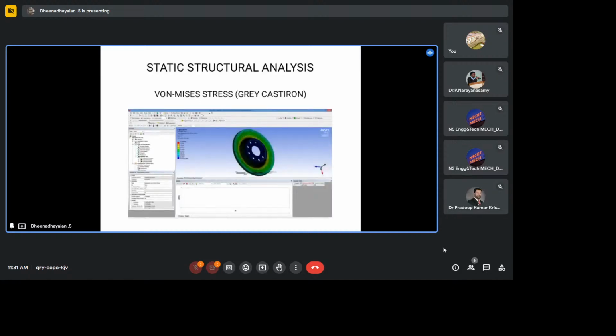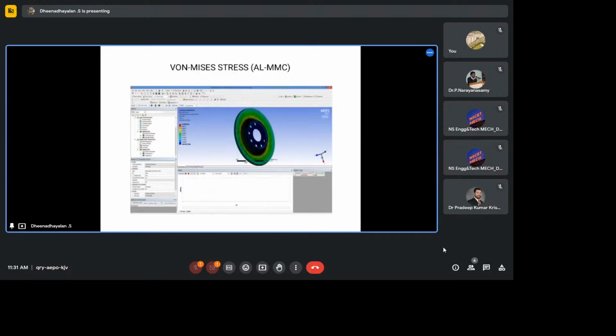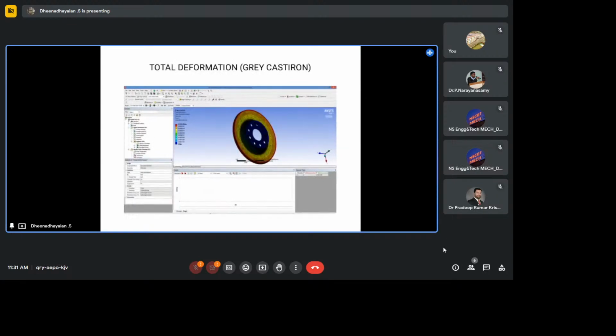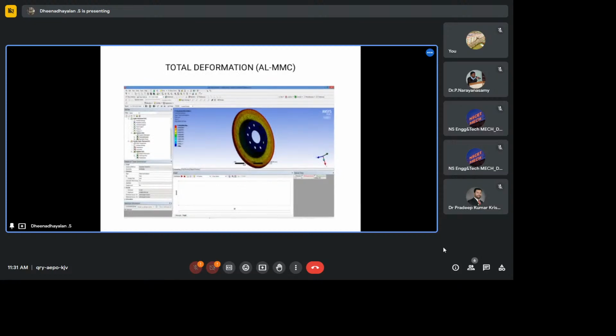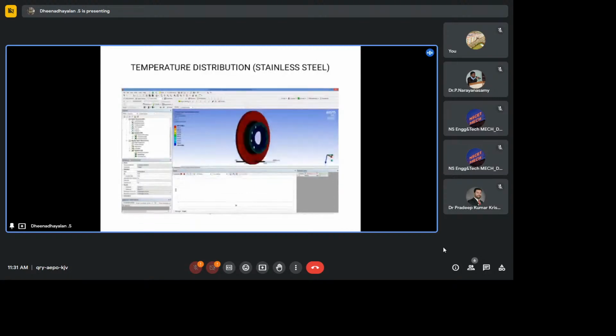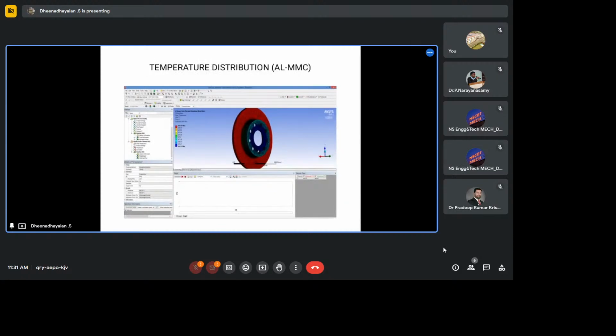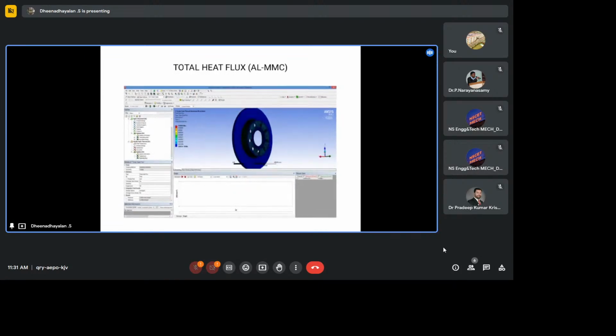Von Mises stresses for gray cast iron, stainless steel, and aluminum metal matrix, and total deformation for gray cast iron, stainless steel, and aluminum metal matrix. Temperature distribution for gray cast iron, stainless steel, aluminum metal matrix. Total heat flux for gray cast iron, stainless steel, and aluminum metal matrix.